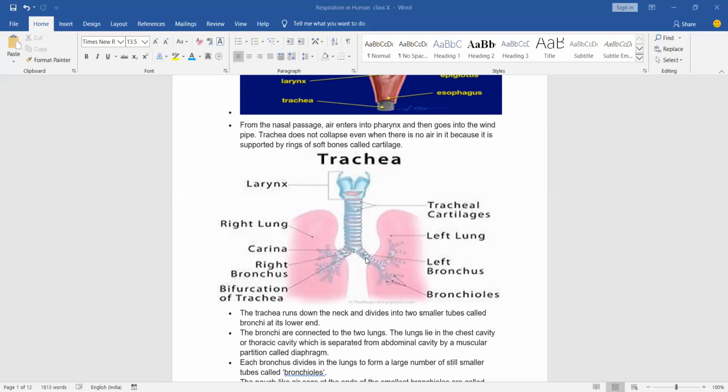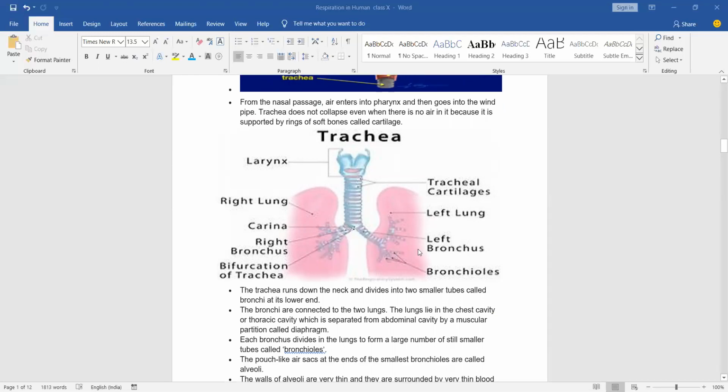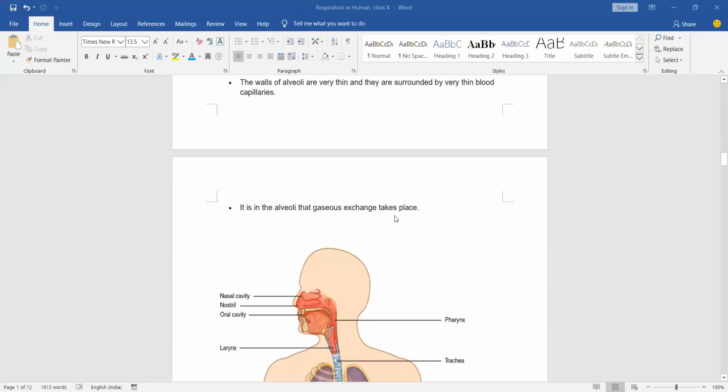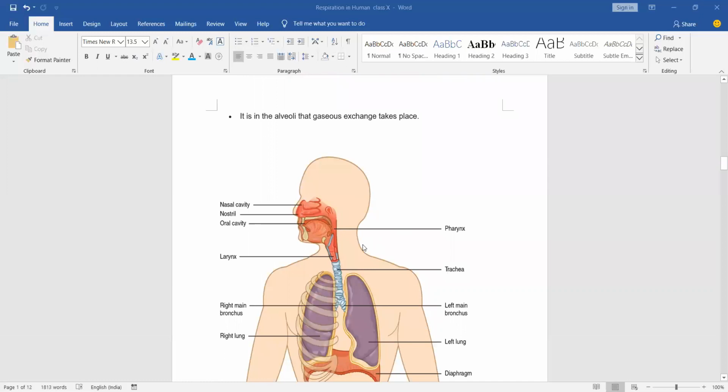Each bronchus divides inside the lungs to form a large number of tiny, smaller tubes, which are called bronchioles. At the end, there are alveoli. Alveoli are very thin and surrounded by very thin blood vessels, which help in the exchange of gases. It means oxygen comes in and carbon dioxide goes out. So this is the diagram of the human respiratory system.